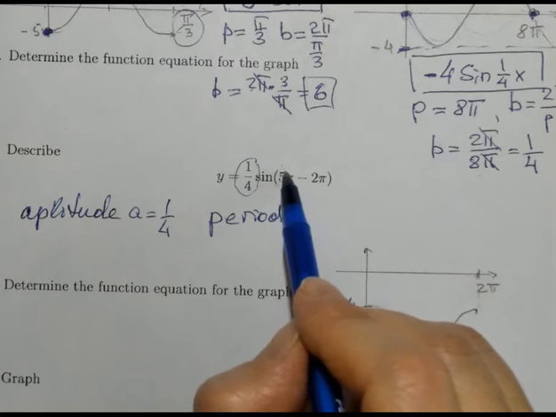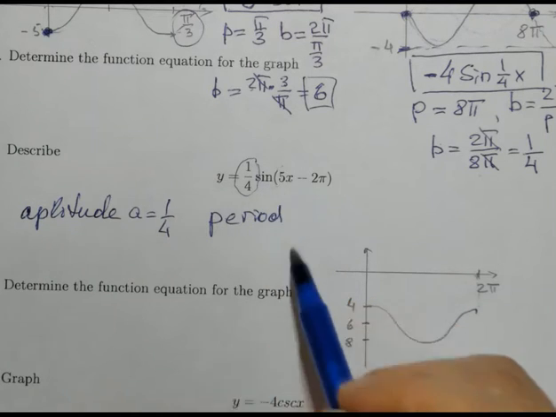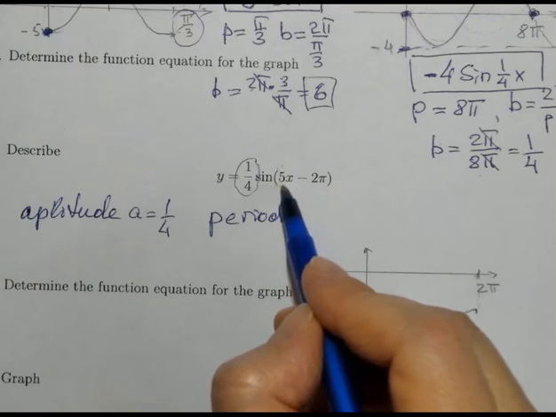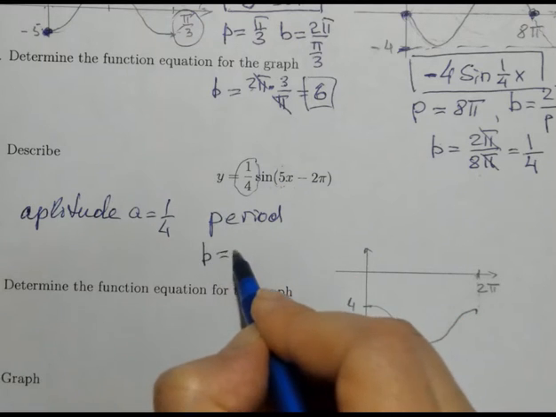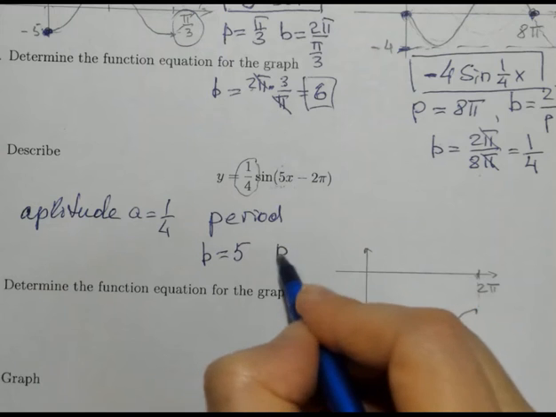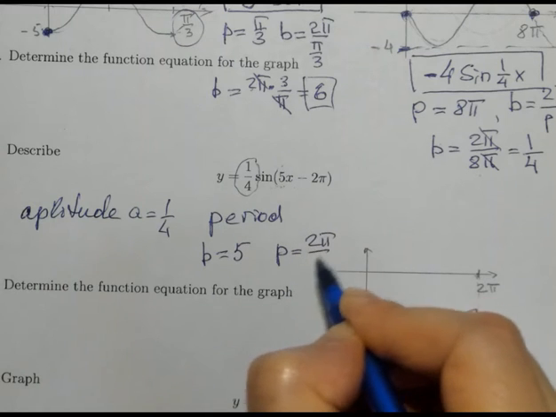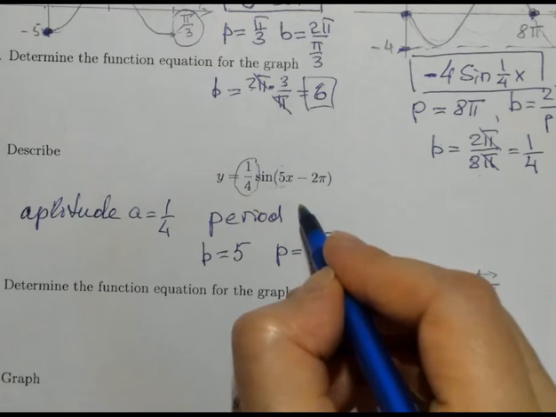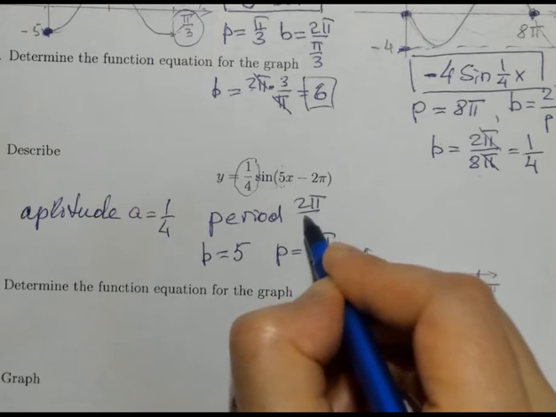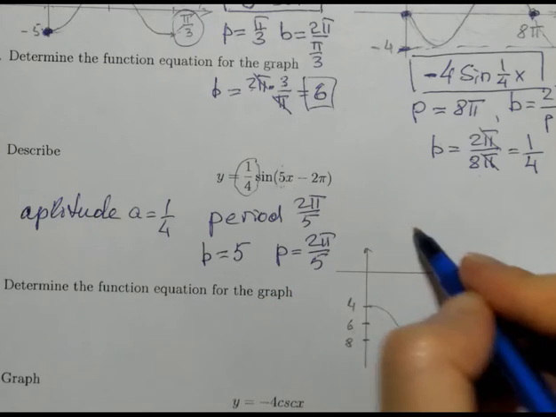can be found by the coefficient of x. So this coefficient, that's the number that's multiplied by x, is b. b is 5. So the period will be 2 pi divided by b, or 2 pi divided by 5. So the period is 2 pi over 5.